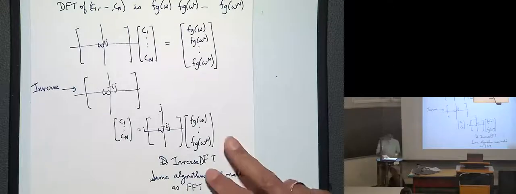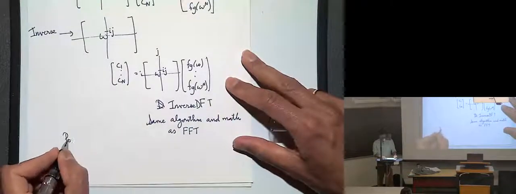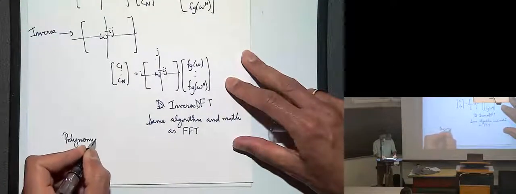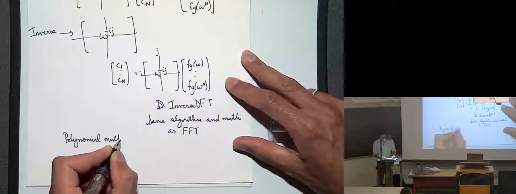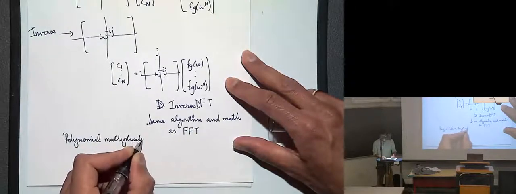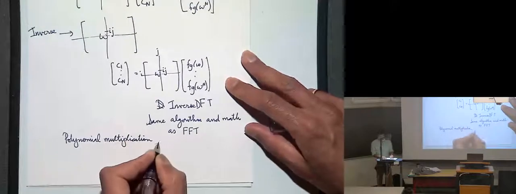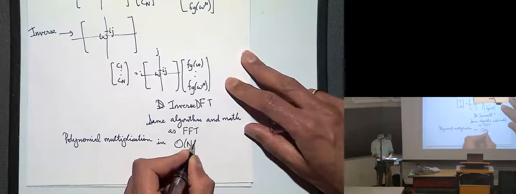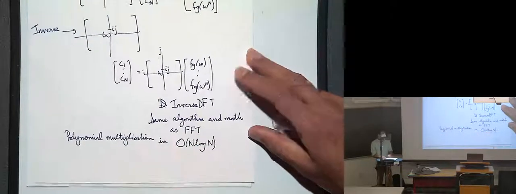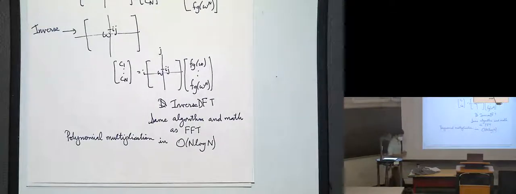Okay, so polynomial multiplication in O(n log n), small n, whichever. Okay, so that was the FFT. Let's take a break for a few minutes, and then when we come back, I'll tell you some other algorithms, but clearly not in that much detail.